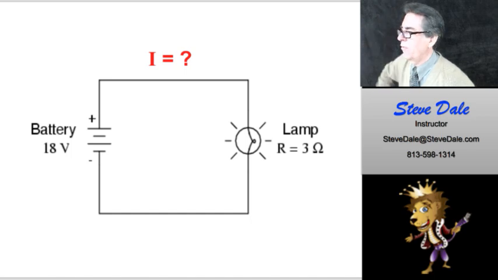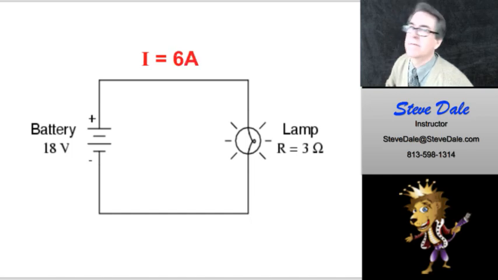18 volts. My formula would be what? V divided by R. So 18 divided by 3 is 6. Right.